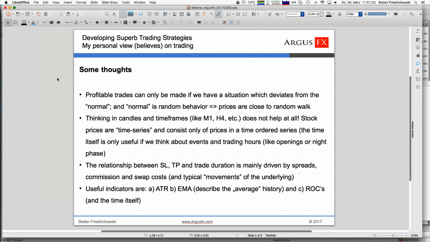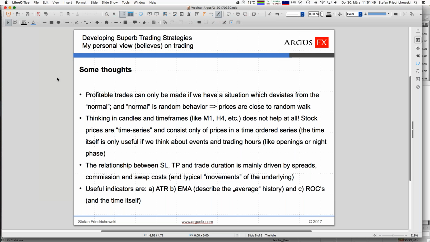So what's much more important is the price move and not the time. The move is what finally makes our trades profitable or not. Just candle considerations don't help.